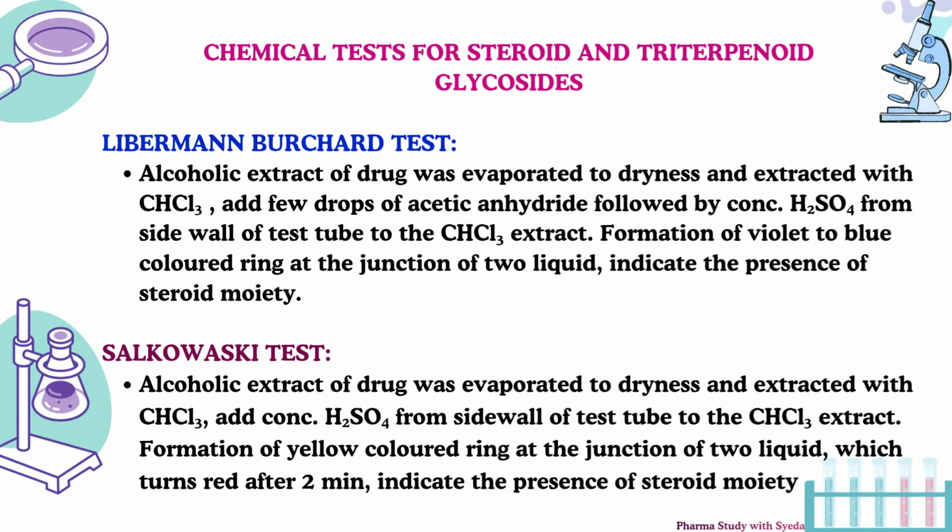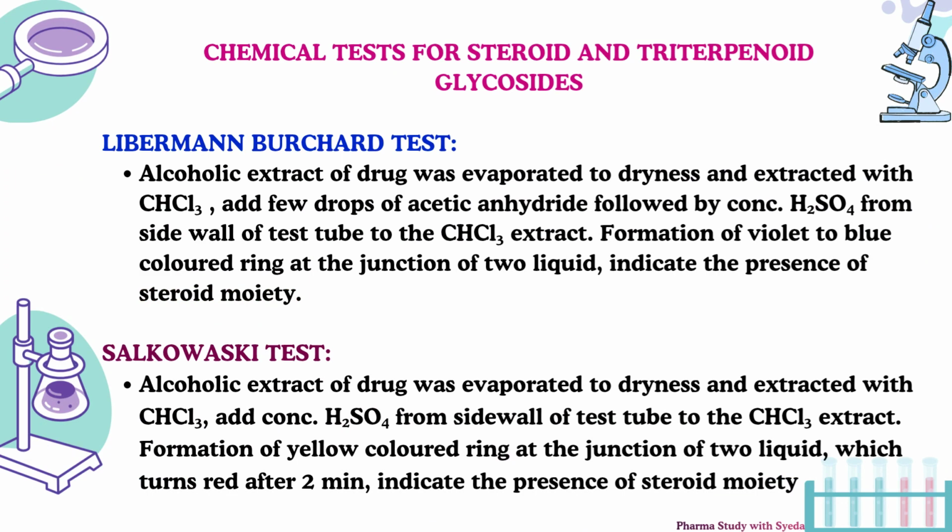Chemical tests for steroid and triterpenoid glycosides. Liebermann-Burchard test. Alcoholic extract of drug was evaporated to dryness and extracted with chloroform. Add a few drops of acetic anhydride followed by concentrated sulfuric acid from the sidewall of the test tube to the chloroform extract. Formation of a violet to blue colored ring at the junction of two liquids indicates the presence of steroid moiety.